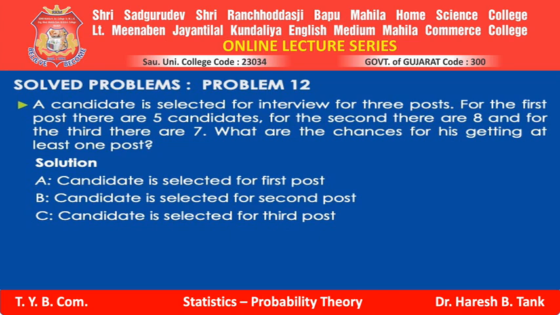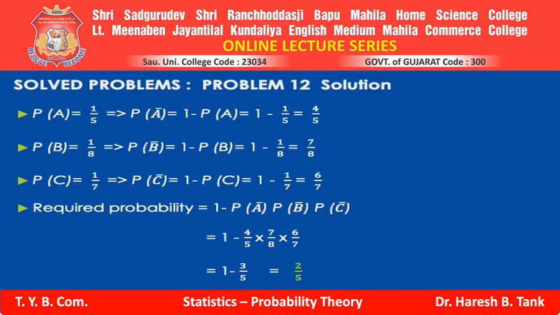Fine enough. Candidate is selected for the first post, let us denote this event as A. Selected for the second post becomes B, and selected for the third post, let us take this event as C. So probability of A becomes 1 upon 5, probability of B becomes 1 upon 8, and probability of C becomes 1 upon 7. Now all these probabilities are known to us, so we can get probability of A complement, probability of B complement, probability of C complement as nothing but 1 minus probability of A, 1 minus probability of B, 1 minus probability of C.